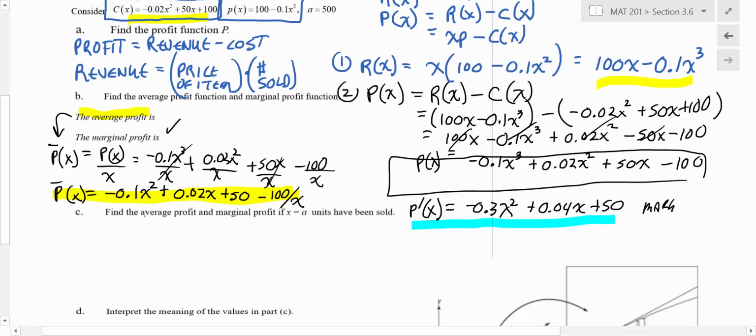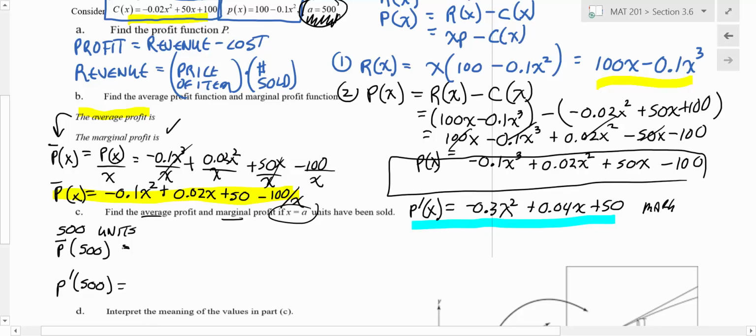Now what we're going to do is find the average profit and the marginal profit at x equals A. Now I think for A they gave you 500. So in this problem, that's the place that we're interested in. We're basically working with 500 units. So we want to do these two things. We're going to work out P prime of 500. They want you to do the average profit, which is P bar of 500. We're going to work that out, and then the marginal profit. All that means is we're just going to plug it in. Some of these things I'll have to work out on my calculator.